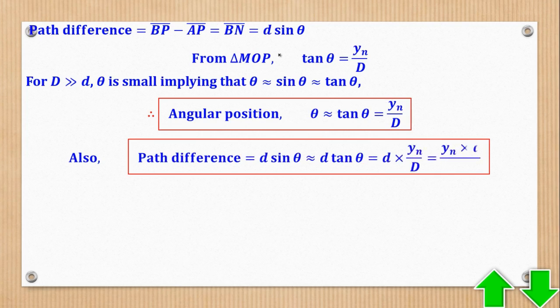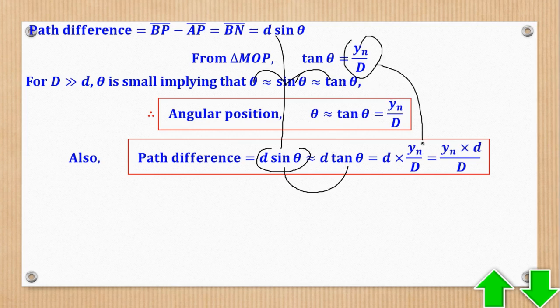Then the path difference is d sine theta. But we are already seeing that these two are approximately the same. So d sine theta approximates to d tan theta. And we know that tan theta is yn over D. So I substitute for tan theta here to come up with this as the expression for path difference. It is important, it will help us in getting other terms.